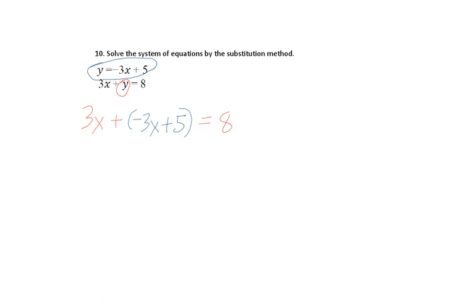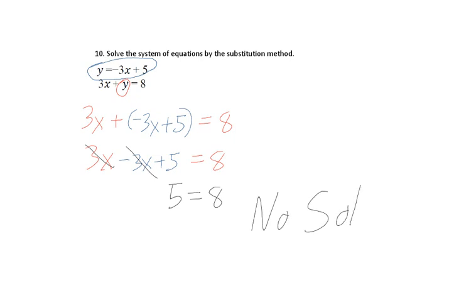Alright, first of all, if there's a plus sign in front of parentheses, that means I don't need the parentheses at all. So it becomes 3x minus 3x plus 5 equals 8. Now watch what happens. 3x minus 3x go away, leaving 5 equals 8. If you're ever left with two numbers that are different, the answer is no solution, because 5 and 8 are not the same number.